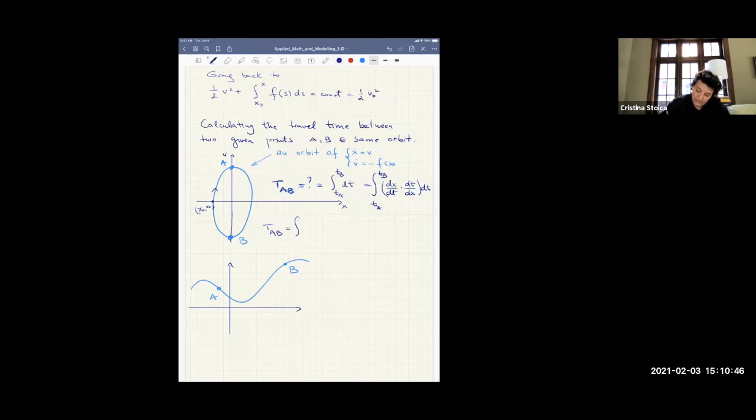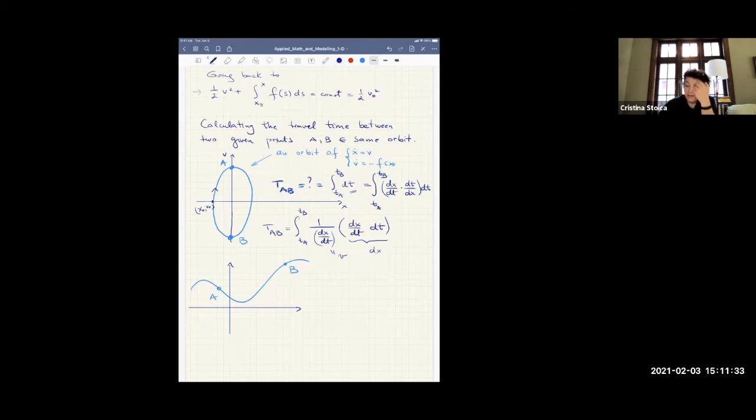T_AB will be the integral from t_A to t_B, and you'll see why we're doing this. We want to pass from this dt to something that we know how to calculate. So it will be 1 over dx/dt times dx/dt. I'm doing some mumbo jumbo, I recognize that. But these two guys will combine into the dx, and this fellow is nothing else but the v.